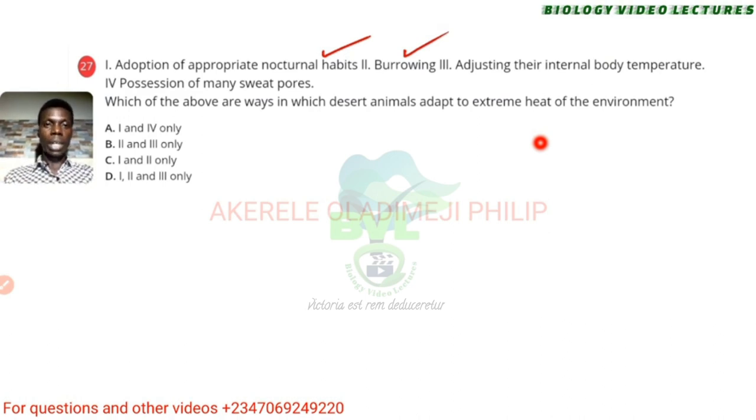So from this option, I think possession of many sweat pores, that made sense, but we don't have that in our options. So I'm going to work with D, 1, 2, and 3. All right. D looks like it really, I mean, 4 looks like it, but I'm not so sure. It made sense, but our option doesn't even have that in it. That means possession of any sweat pore doesn't look too right.